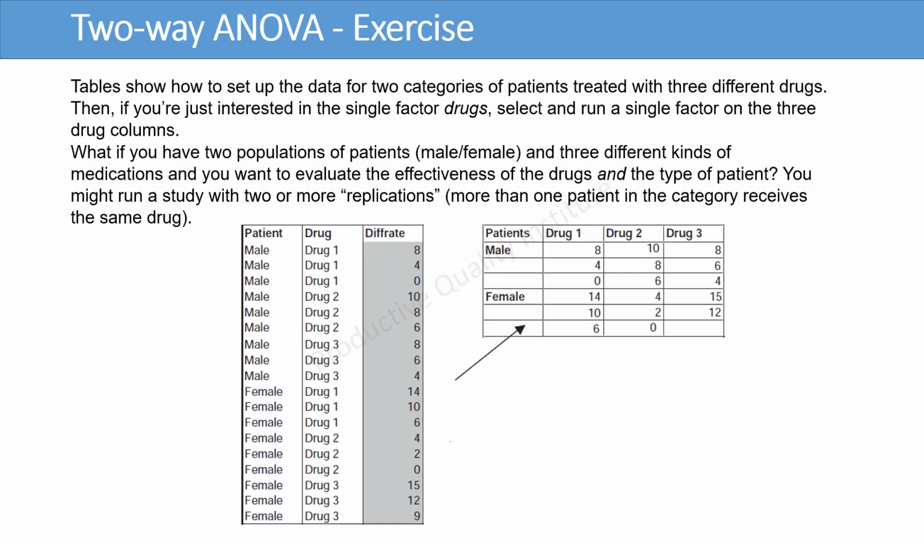Tables show how to set up the data for two categories of patients treated with three different drugs. Then, if you're just interested in the single-factor drugs, select and run a single factor on the three drug columns. What if you have two populations of patients, male and female, and three different kinds of medications, and you want to evaluate the effectiveness of the drugs and the type of patient? You might run a study with two or more applications. More than one patient in the category receives the same drug.